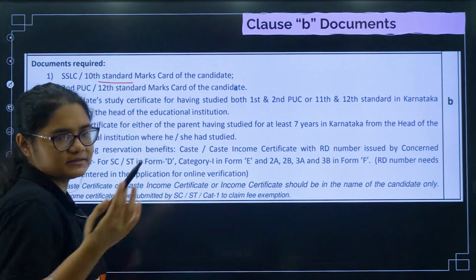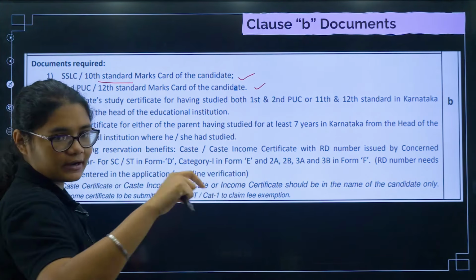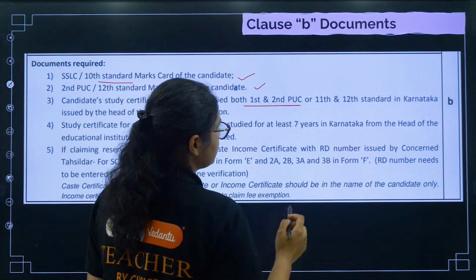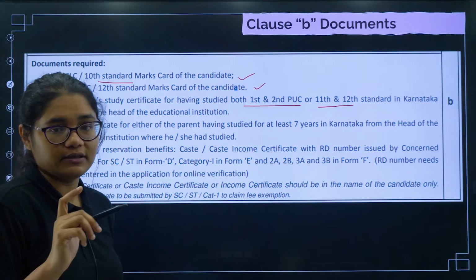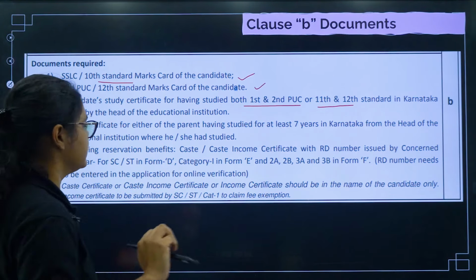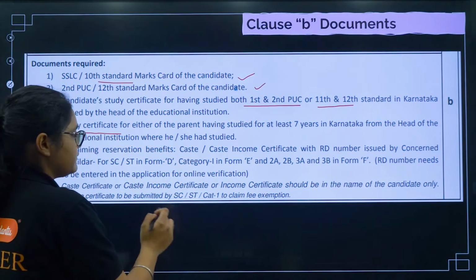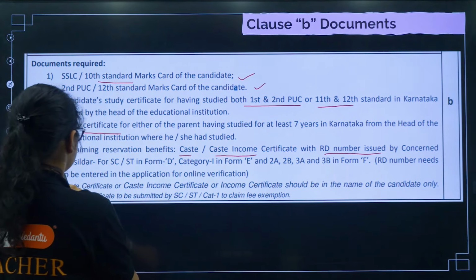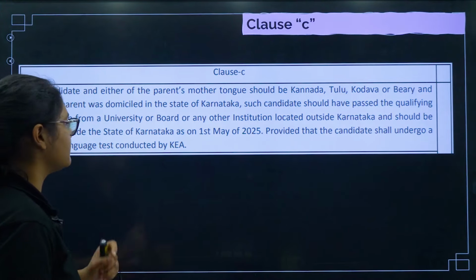Your 10th standard mark certificate, wherever you have studied, even outside Karnataka, is fine. Your 12th standard is from Karnataka, that is where you have studied. Now, a study certificate for having studied both first and second PUC, or 11th and 12th standard, in Karnataka should be there. Then, as we told, your parents should have studied 7 years, right? Their study certificate is also required here. Then the reservation part is the same. If you have a caste or income certificate, you should have the RD number and it should be issued by the Tehsildar.